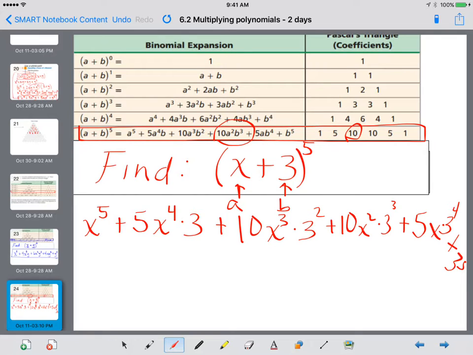Now we just need to simplify. Well, x to the fifth is going to stay as x to the fifth. Now I can do 3 times 5. That would be 15 x to the fourth. Now we can do 3 to the second power. Well, that's just 9. And 9 times 10 is 90. And we have 90 x to the third.